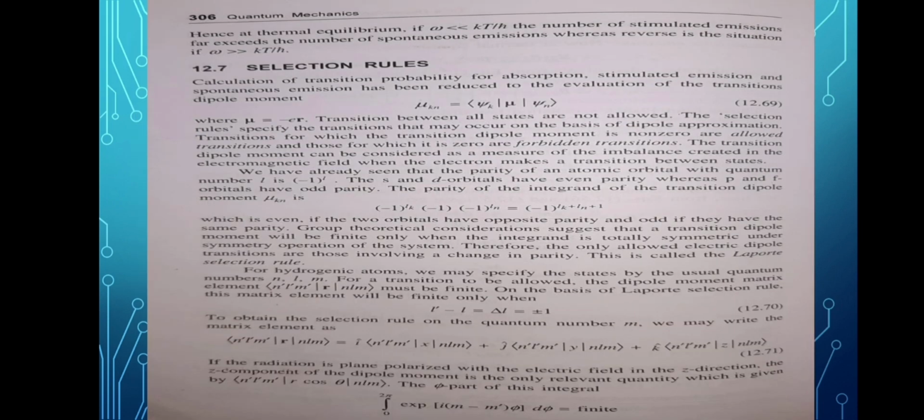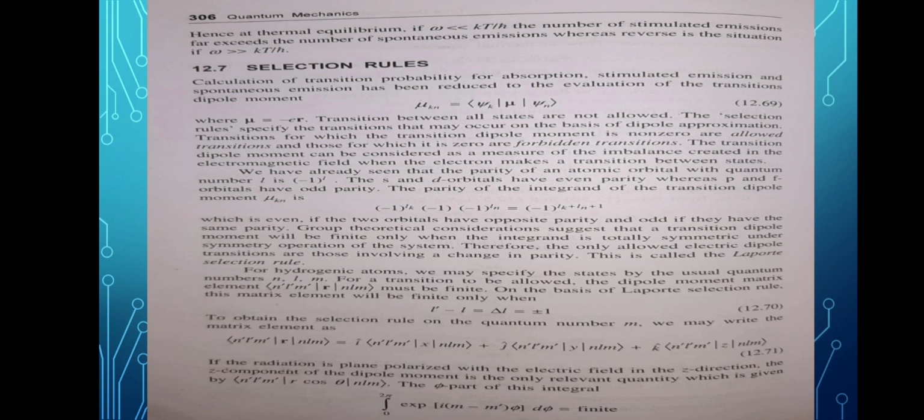Hence, at thermal equilibrium, if omega is very much less than kT divided by h, the number of stimulated emissions far exceeds the number of spontaneous emissions, whereas the reverse is the situation if omega is very much greater than kT divided by h. So next, let's see what are selection rules.